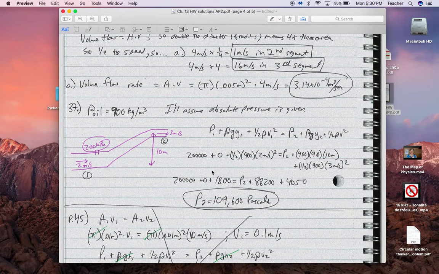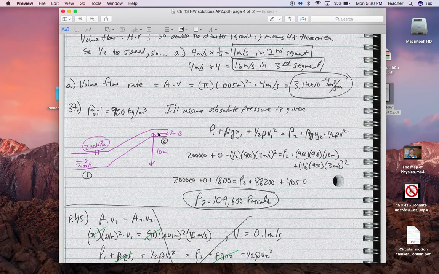So I think the key thing with that is just make sure you don't get confused with things. This is really an energy equation. It takes work to lift that liquid up there and to get it going a higher speed. So that's what causes the pressures to be different.